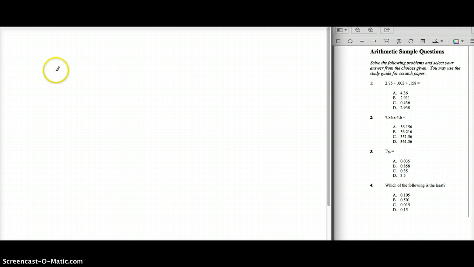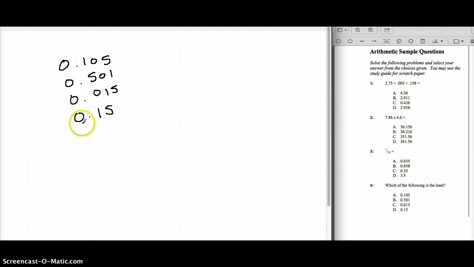Number 4 is basically to identify which number is lowest of all the numbers that we have written. And we have 0.105, we have 0.501, and we have 0.015, and we have 0.15. How do we know which one of these are the least?